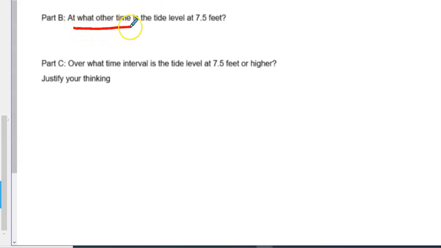At what other time is the tide level at 7.5 feet? Over what time interval is the tide level at 7.5 feet or higher? I want you to justify your thinking. You want to pause the video, think about this, and let's have a discussion after that.